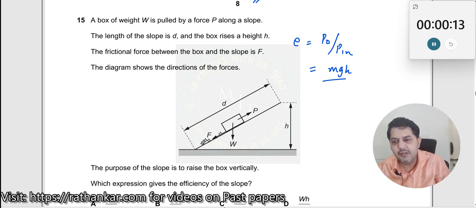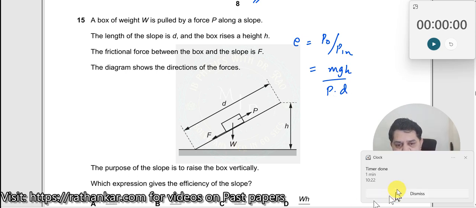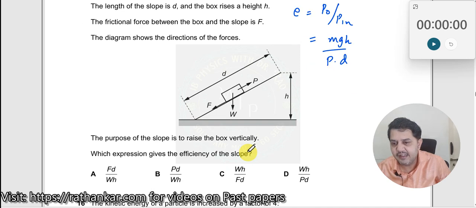What is the input that you are giving here? The input here is nothing but you applied a force P and you dragged it all the way along until D, which should now be force P multiplied by the distance D. Why force P into distance D? Because he is asking you what is the efficiency of the slope, so you need not consider the force F here. You need to only consider the applied force. So P into D.